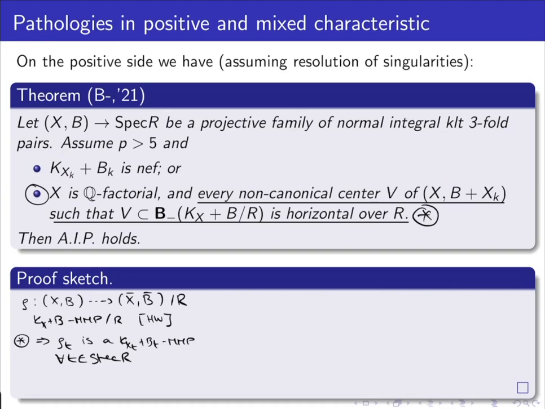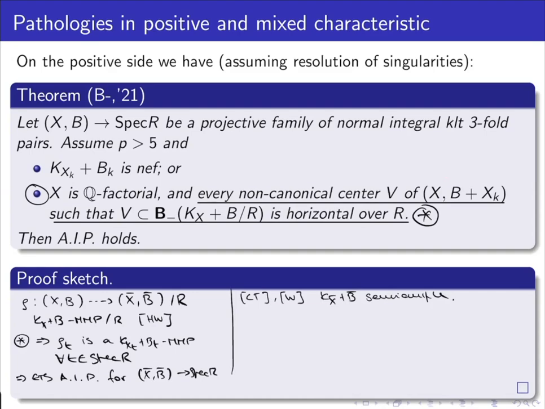asymptotically at least, the number of pluricanonical sections. So it's enough to show asymptotic invariance of plurigenera for the family of minimal models X bar, B bar over Spec R. Now, by results of Cascini, Tanaka and Witaszek about relative semi-ampleness, we can say that K_X bar + B bar is semi-ample.